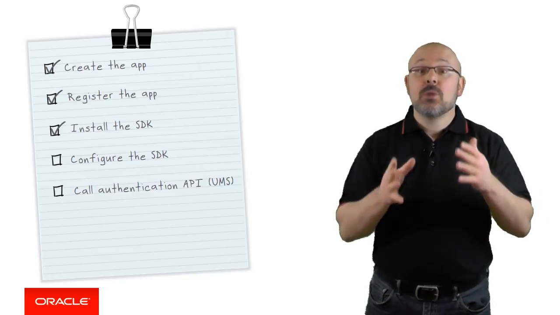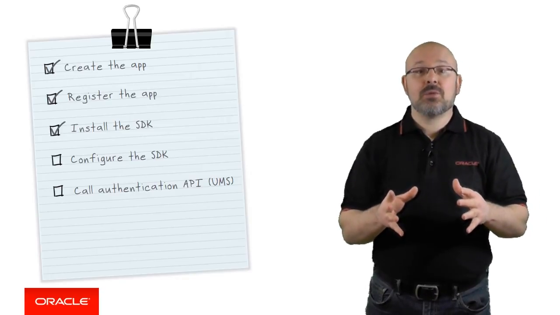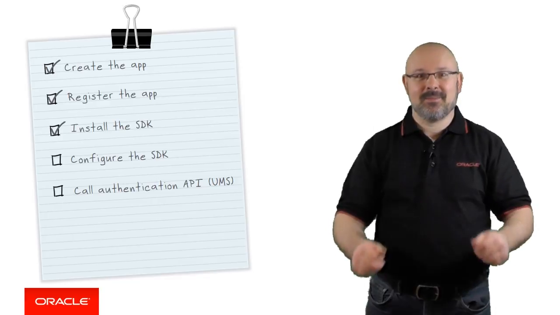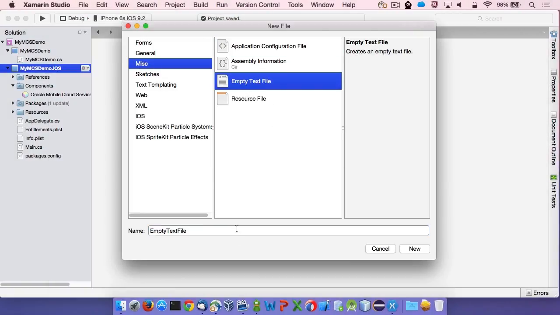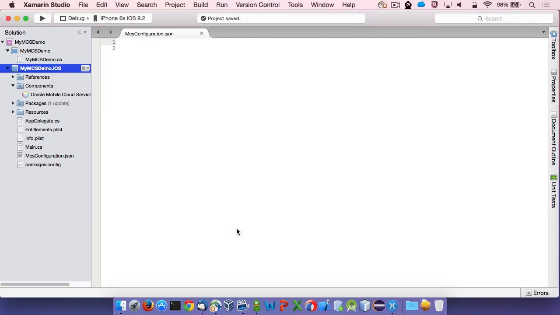The next step is to configure the SDK to connect to the MCS backend. This is done through a configuration file. The name of the file must be mcsconfiguration.json and the file must be placed at the root of the project. Also, I must change the file's action to embed resource.